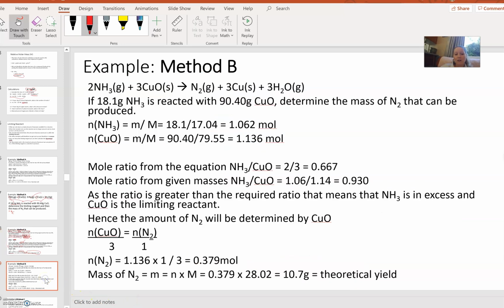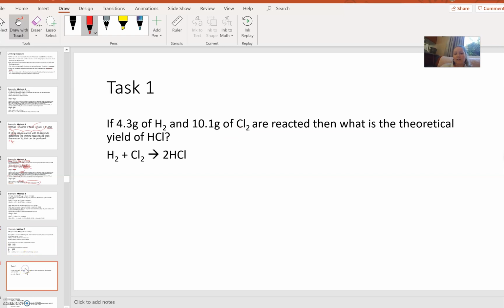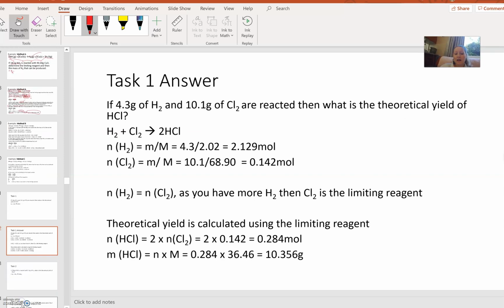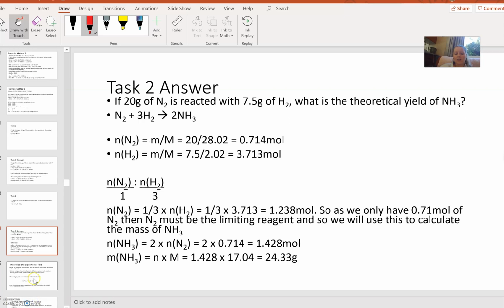I'll quickly flick you through. This is an alternative way that you could have done it, so you can pause this video and have a look if you prefer this way of doing the calculation. And then here's another method you also could have done. Also, just to add to your understanding, here's a little task I wrote for my kids in class. What's the theoretical yield using this equation here? And here's the answer, so you can have a look at that. And then I've done another task, and you can pause the video, and here's the answer.